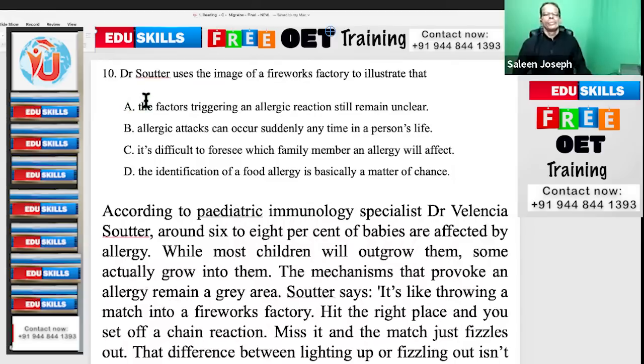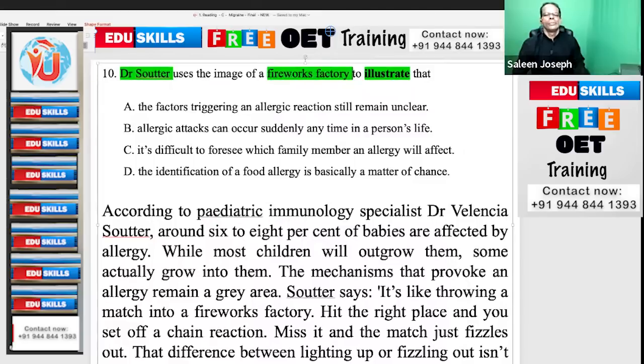So 10th one. Dr. Sutra uses the image of a fireworks factory to illustrate. See, always you find this word, illustrate. These words you should learn and understand and find out all the meanings and write down, because very often they use that word. And what else is important here? The name. Dr. Sutra. And image of a fireworks factory to illustrate what? So option A, the factors triggering an allergic reaction still remain unclear.